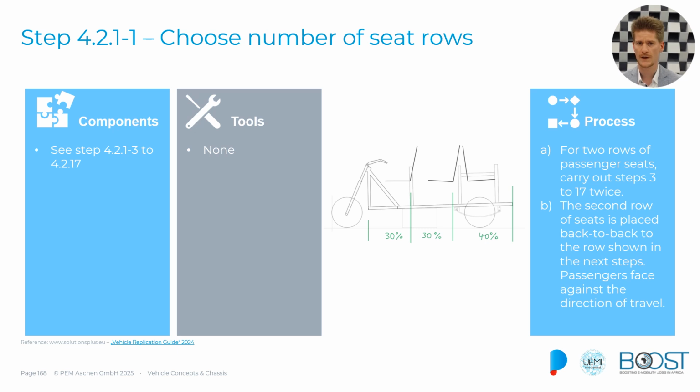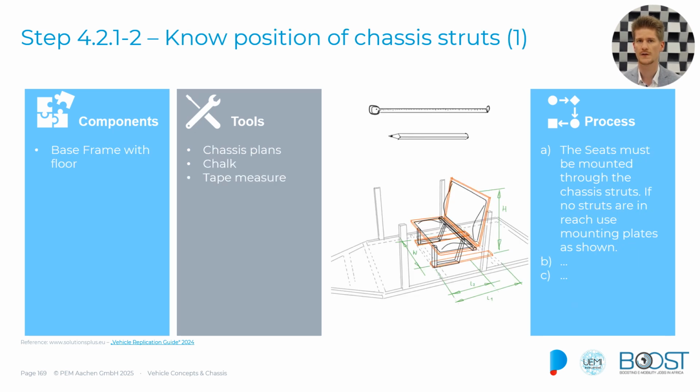If we want to position a seating row, we have to make sure that we know where the chassis struts are actually positioned. As we can see in this depiction here, the base frame has some lateral moving struts available, and they have to be placed on those in order to have a good grip, because if you place them on the actual floor plate, that would probably not be sufficient. So in this case, we would ask to position them on this strut and on this one, and if not, you need to create some mounting plates, but we are going to place it on the struts that we have available.